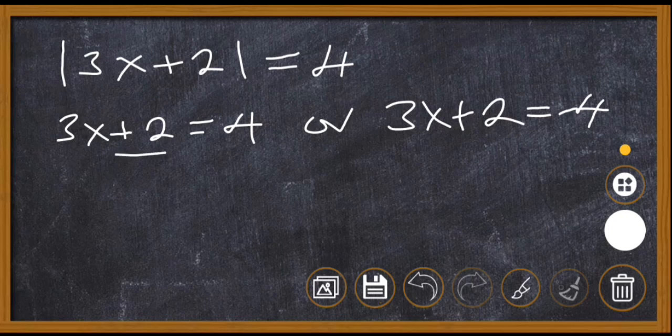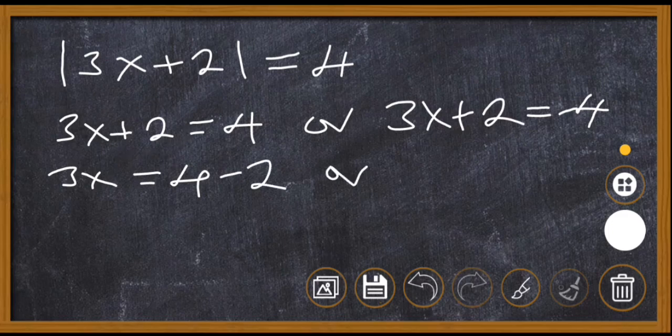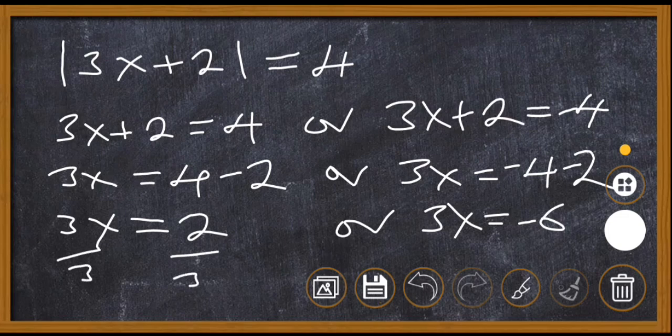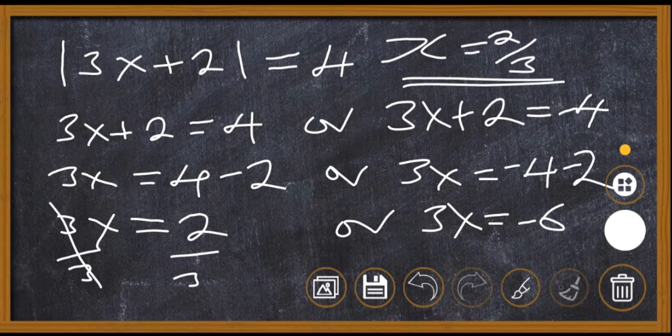Alright, so we're going to take this positive 2 to the right side, so we're going to have 3x equals to 4. When this positive 2 goes to the equal sign, it becomes negative 2. Or we have 3x, when of course this positive 2 goes to the right side, we're going to have negative 2. So let's add the values that we have on the right part of the equal sign. So we're going to subtract negative 2 from 4, of course we have 2, or 3x equals to negative 4 minus 2, we have negative 6. So in this case, we divide 3 in there and 3 in there. So we're going to have x equals to 2 over 3. So this is the first value of x.